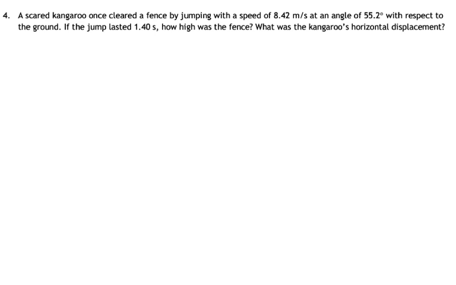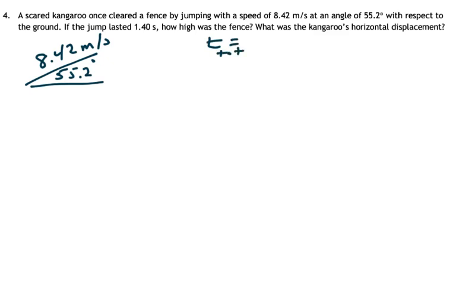All right, so problem 4. You have a scared kangaroo jumping over a fence, and it's jumping with a speed of 8.42 meters per second. Angle is 55.2 degrees. They give us the time for the total jump, because it tells you the jump lasts that long. So 1.4 seconds. That means that the time at the halfway point, where you have the maximum altitude, is equal to 0.7 seconds.